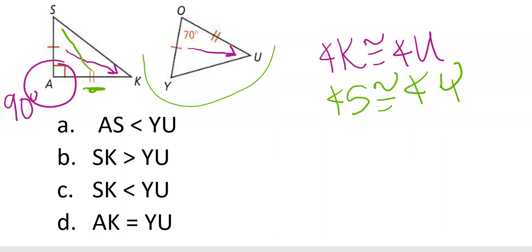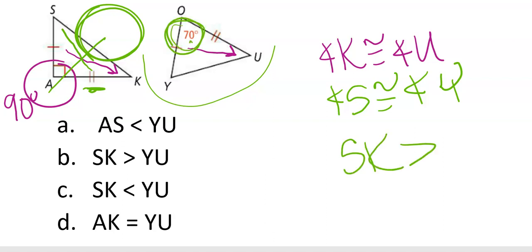So what we're looking at now is angle A is 90, angle O is 70. A is the bigger one, right? So A must be opposite the side that's bigger. Okay, so SK is going to be bigger than the one that's opposite this one, YU. So we look for that one, and that's our answer. Now, would you have had to go through the angles opposite are the same? Not really. If you can find something in here that's comparing the one that you're looking at, that's the one you pick.